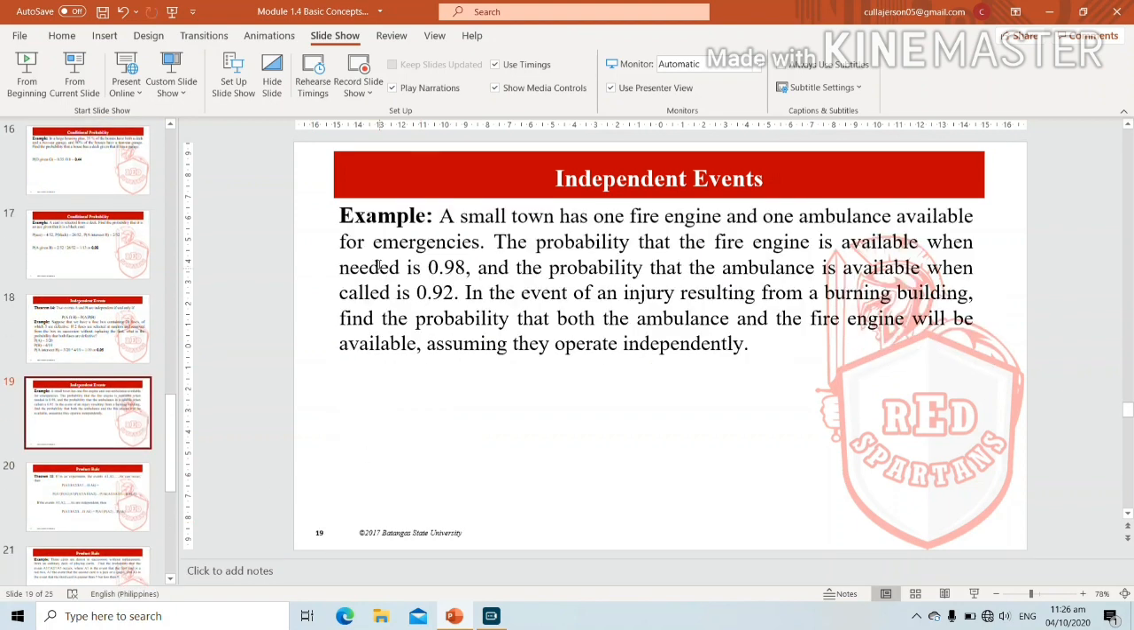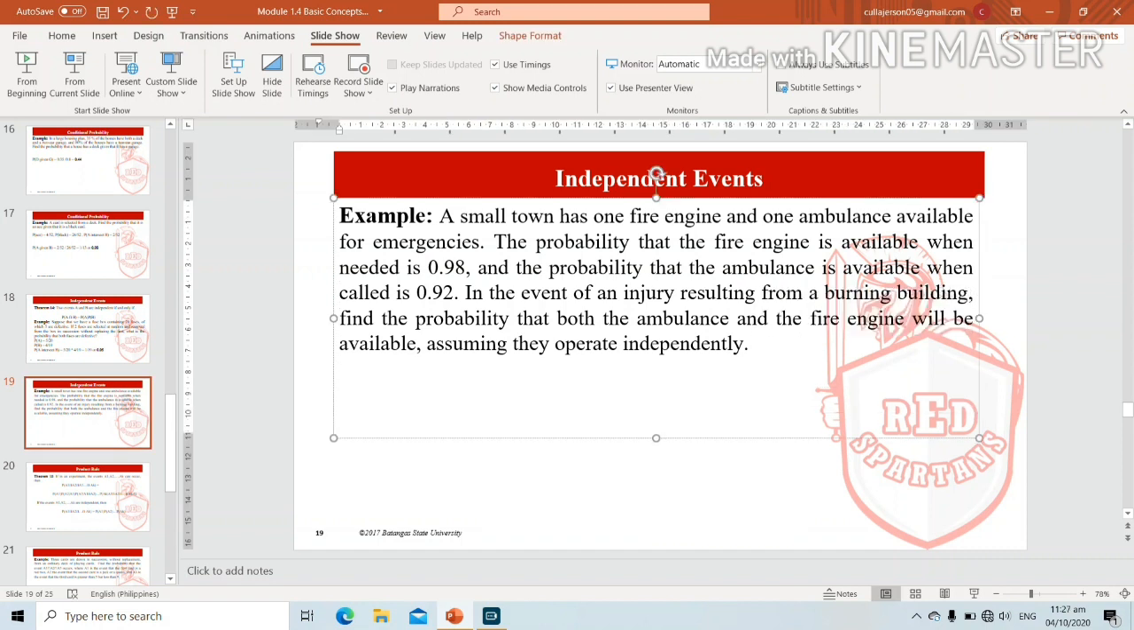So next, example, a small town has 1 fire engine and 1 ambulance available for emergencies. The probability that the fire engine is available when needed is 98% and the probability that the ambulance is available when called is 92%. In the event of an injury resulting from a burning building, find the probability that both the ambulance and the fire engine will be available, assuming they operate independently.